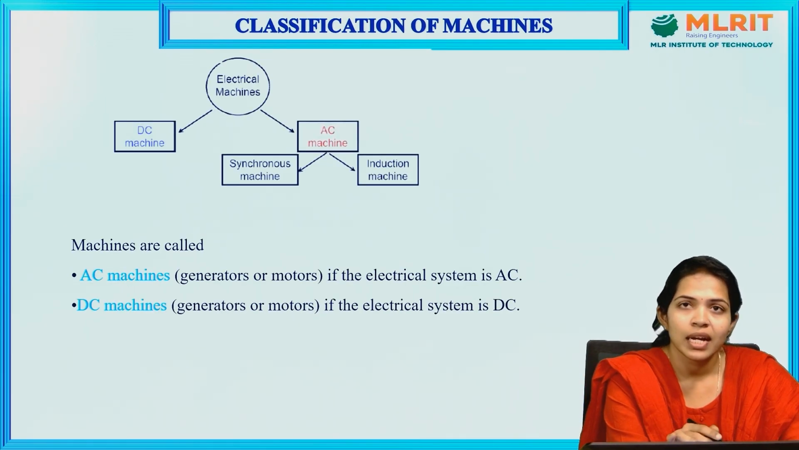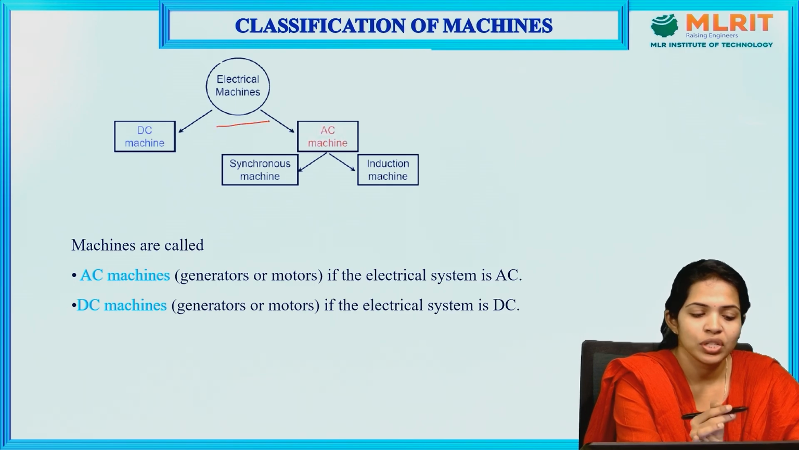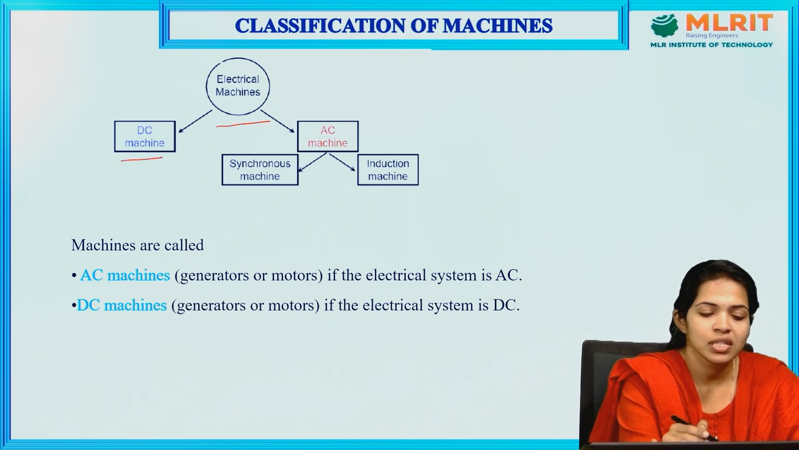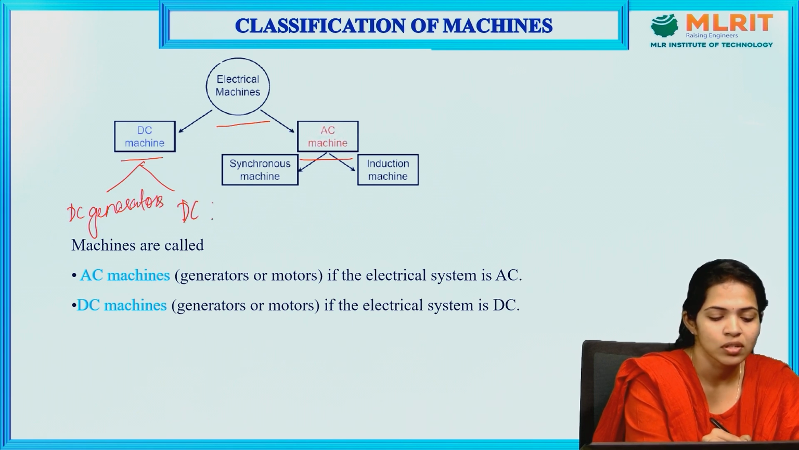Here we can see the classification of the machines. So basically your electrical machines are classified into DC machines and AC machines. In DC machines we have generators and we also have DC motors.